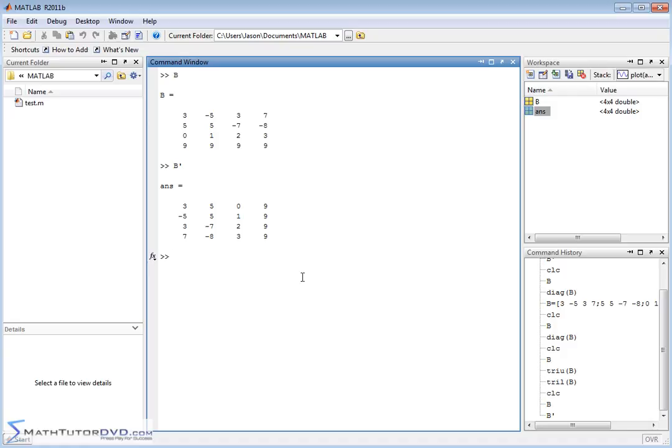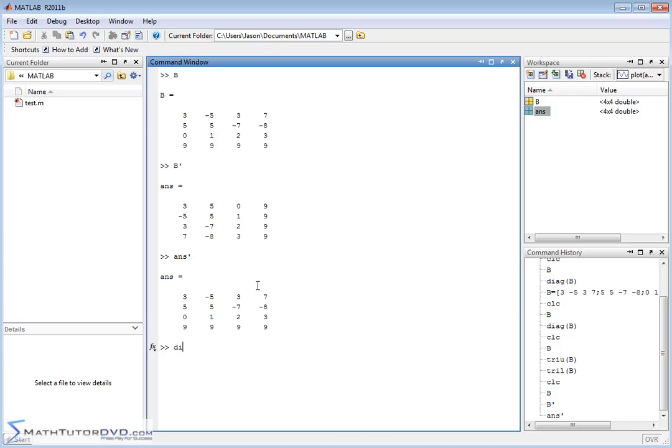And by the way, if we take our last answer that we just got, which was a matrix, and then we transpose it again, what do you think we're going to get? We're going to get back exactly what we started with. So when you take the transpose and then you transpose it again, it just flips it back exactly how it was before. And that's a good illustration of that.